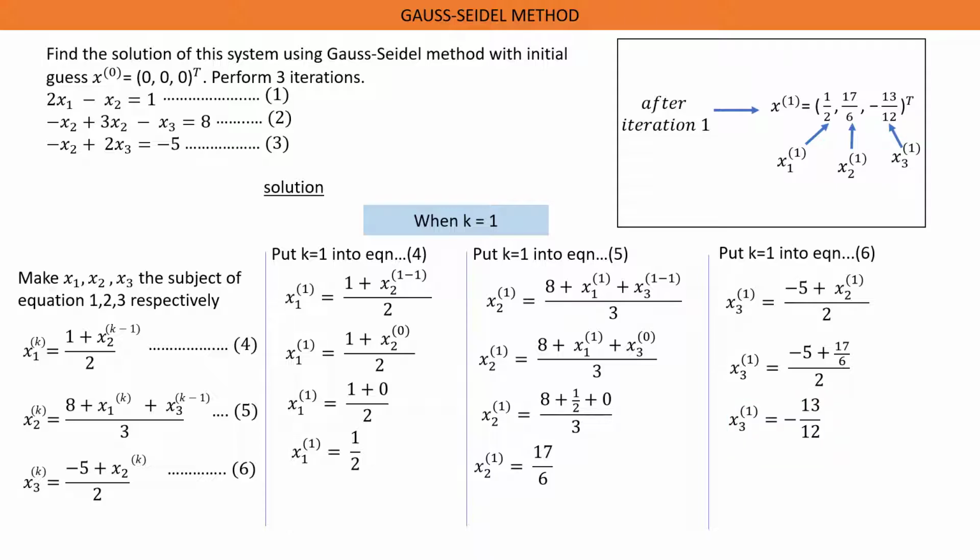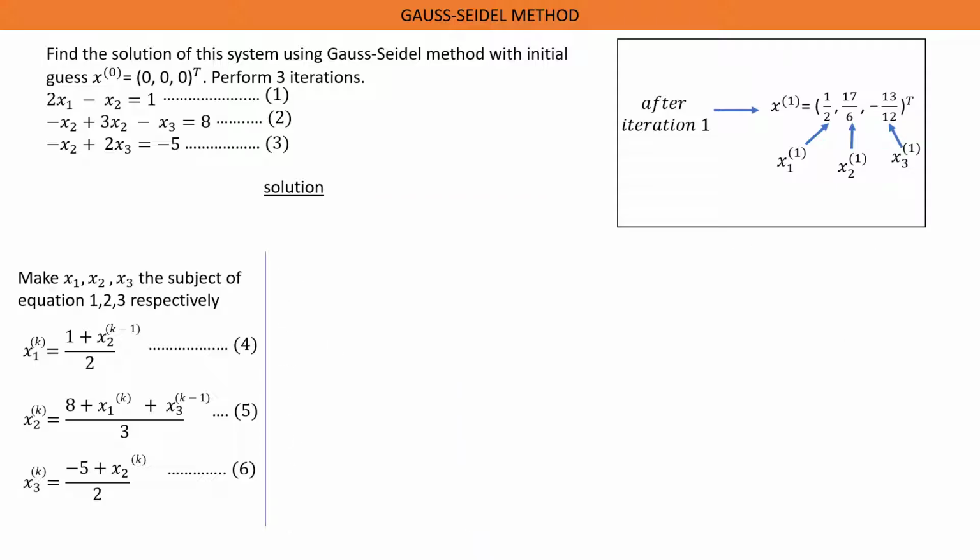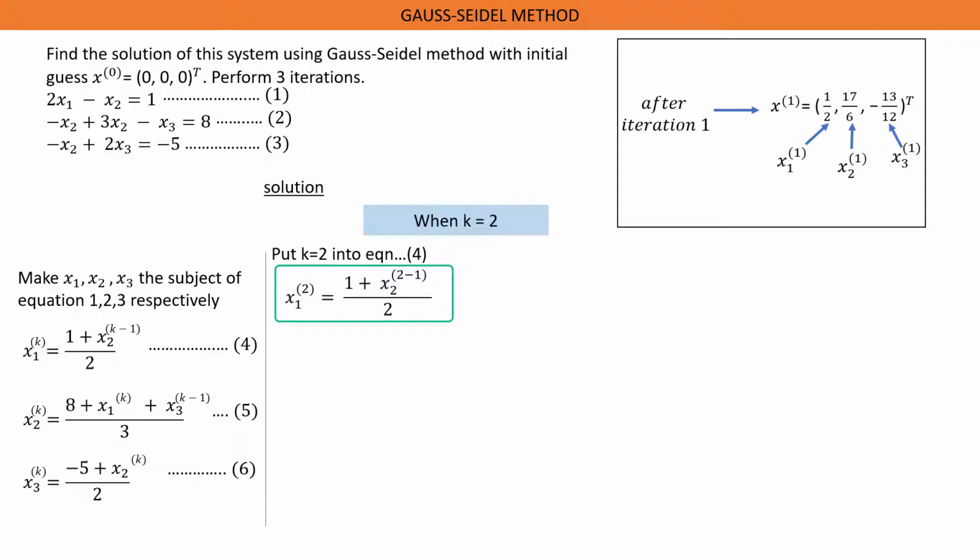In our next iteration, K will move from 1 to 2. So when K equals 2, put K equals 2 into equations 4, 5, and 6. Starting from equation 4, put K equals 2 into equation 4. And this is the equation we will get.